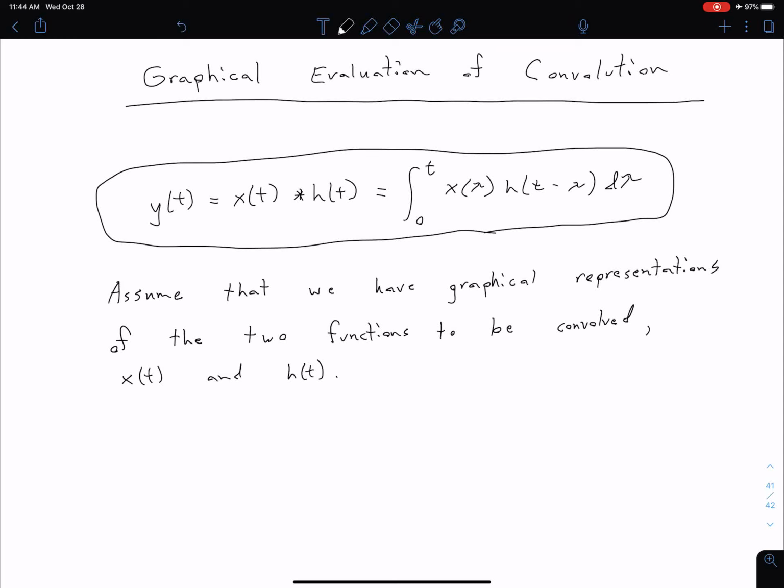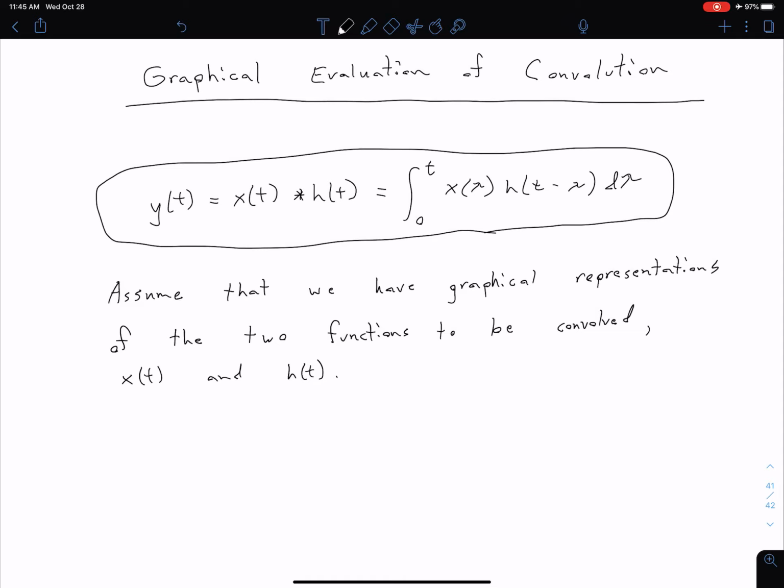So let's take a look at how we would graphically evolve our convolution integral. I've copied our simplified convolution integral from our previous video. So we have y of t equals x of t convolved with h of t, and then we have this integral with our updated limits of 0 to t.